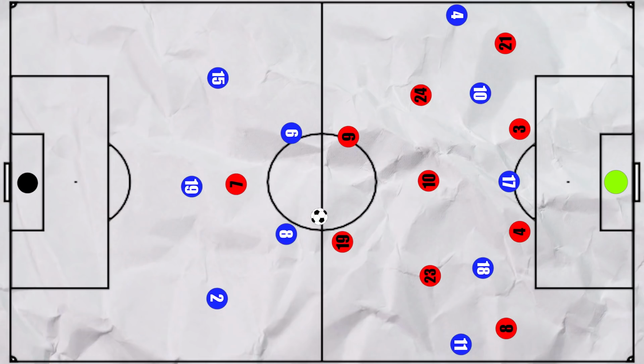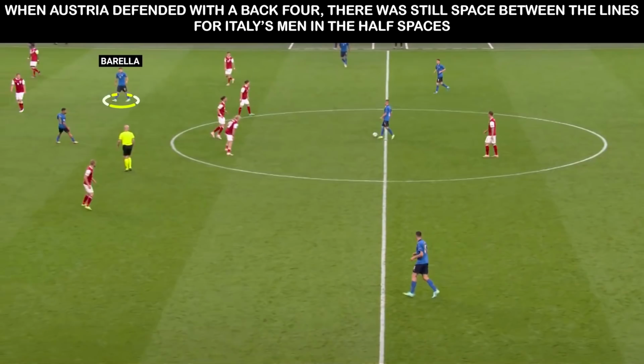In addition, on more than one occasion, despite the hypothetical advantage of Austria's shape, Italy was still able to find penetrating passes through the lines to find men in the half spaces who could then turn and look to create. We see some of this in Italy's goal.